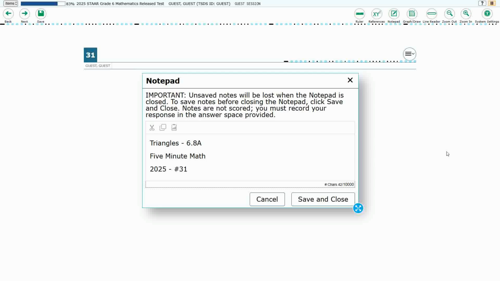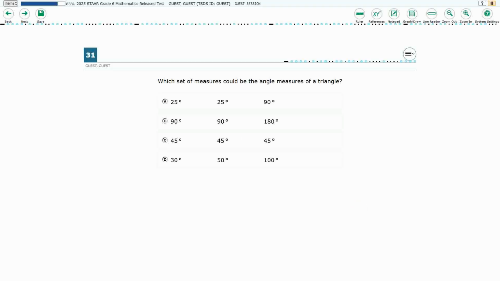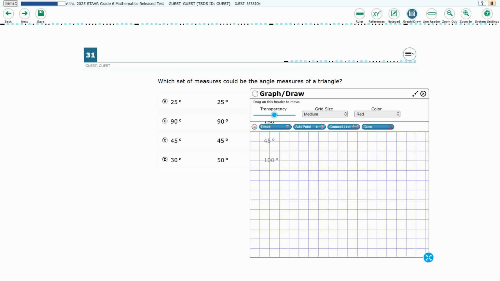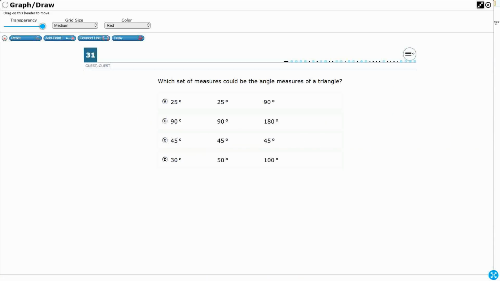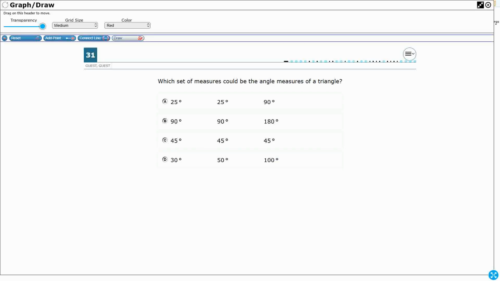Today we are looking at the sixth grade concept of triangles. This is standard 6.8a in the great state of Texas, and we are using item number 31 of the 2025 released STAAR test. If you haven't done so already, please go ahead and take a moment to pause the video, work this problem out on your own, unpause it, and we will look at our answers together.